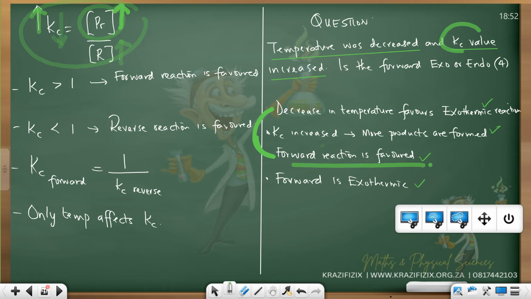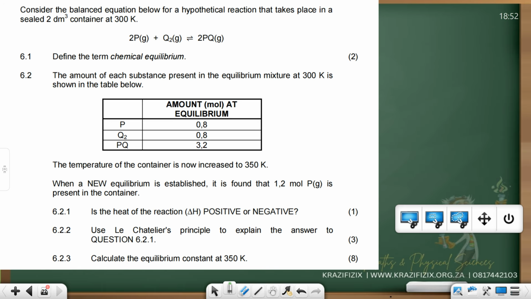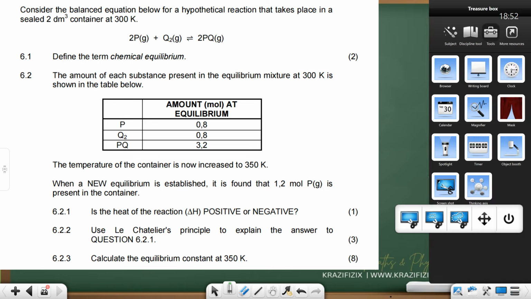Then you combine your first and third statement. We are saying exo is favored, forward is favored. So if exo is favored, replace the word favored with exo. Simultaneous equation. Forward reaction is favored. But what is favored? Exo. Linda, are we okay there? Please, I need you to get those 4 marks. Very, very important. If you can just do it this way, boom, boom, boom, we're done. Guys, there we go. 12 marks.